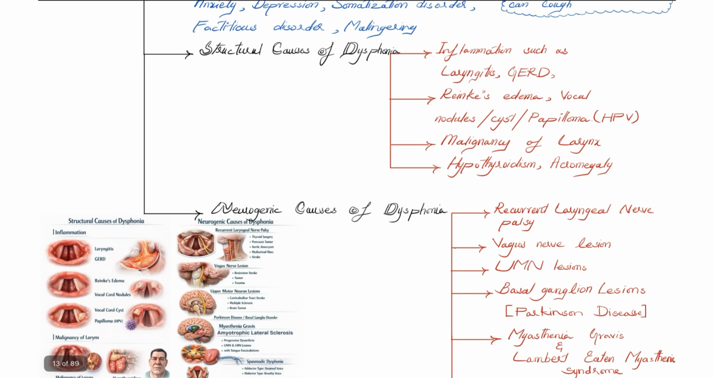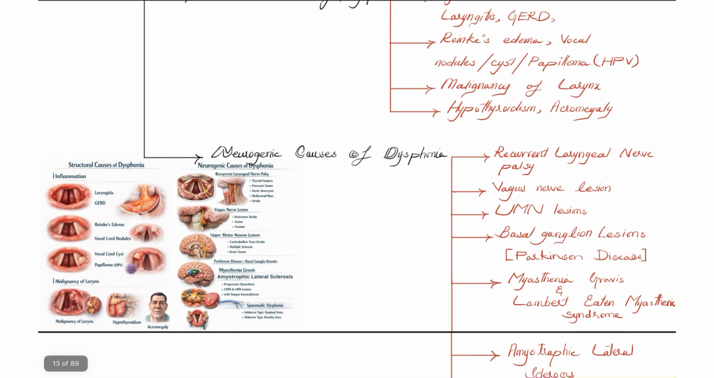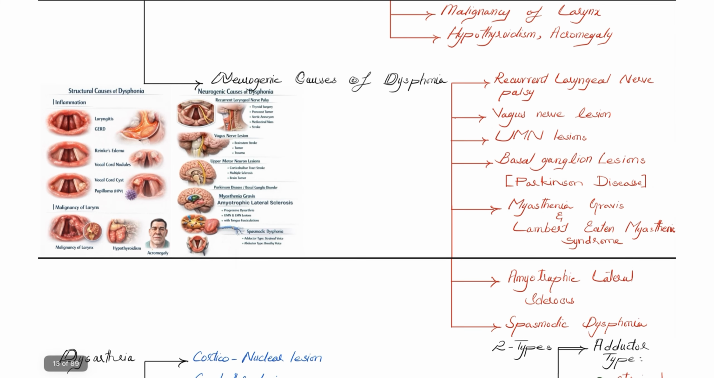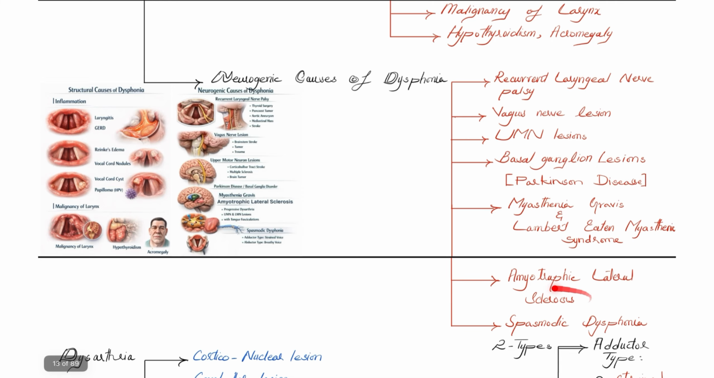Dysphonia can also be caused by some neurogenic causes like recurrent laryngeal nerve damaged during thyroidectomy, vagus nerve lesion, upper motor neuron lesion, basal ganglia lesion which occurs in Parkinson disease, or myasthenia gravis and Lambert-Eaton myasthenic syndrome where there is a problem in neuromuscular junction, or there can be amyotrophic lateral sclerosis. We will discuss them in detail in our CNS module.